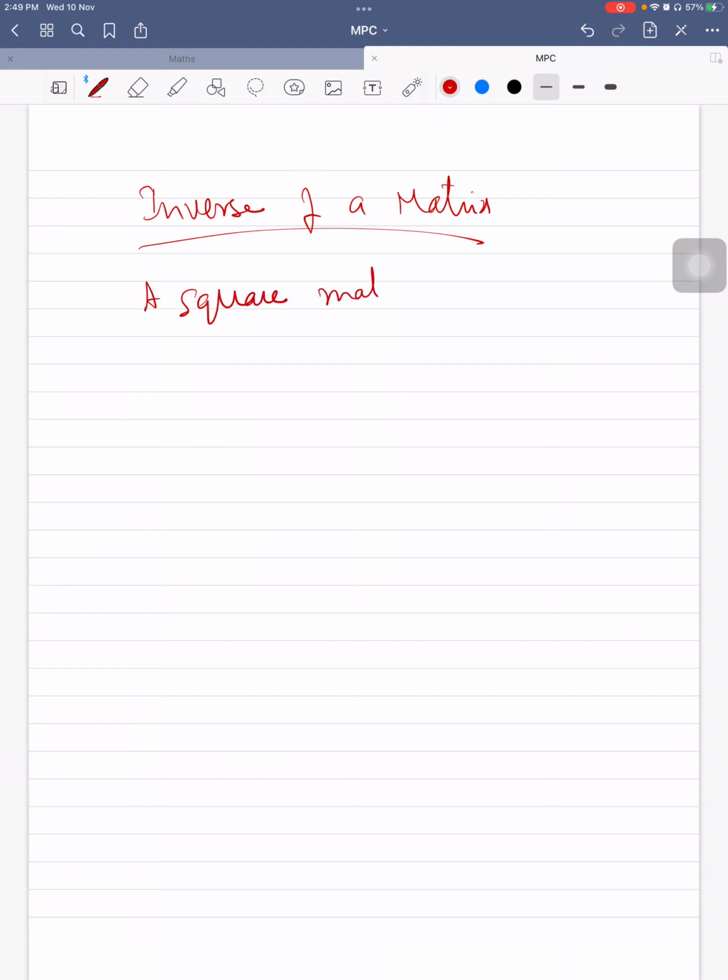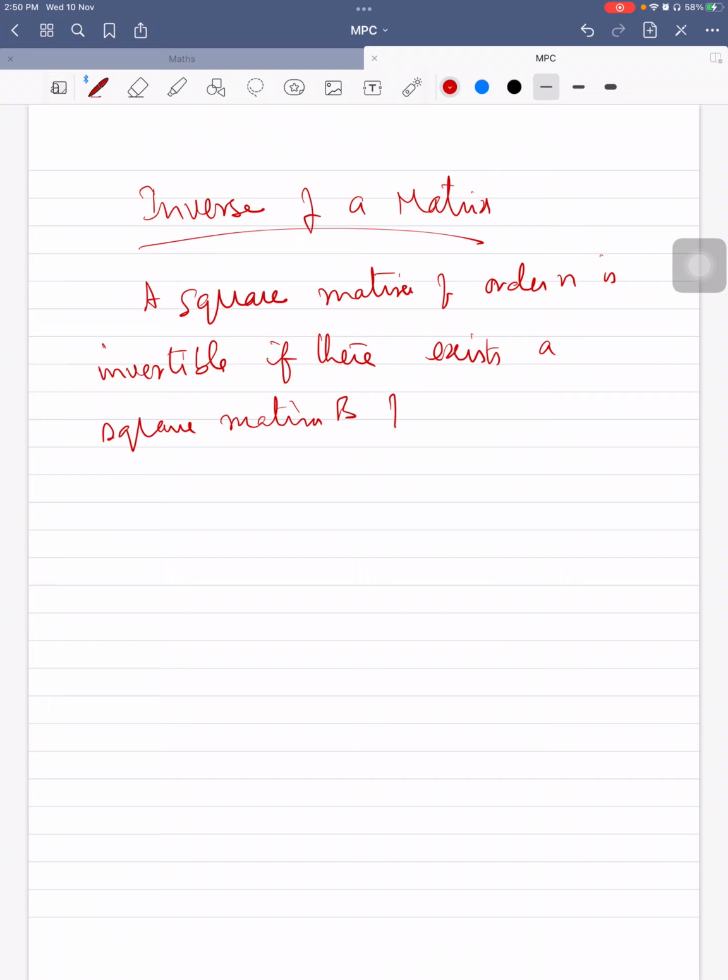A square matrix A of order n is invertible if there exists a square matrix B of the same order such that AB equal to I_n equal to BA, where I_n is the unit matrix of order n by n.